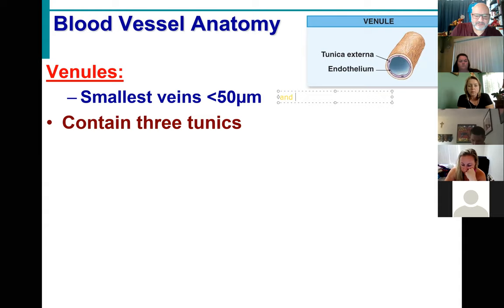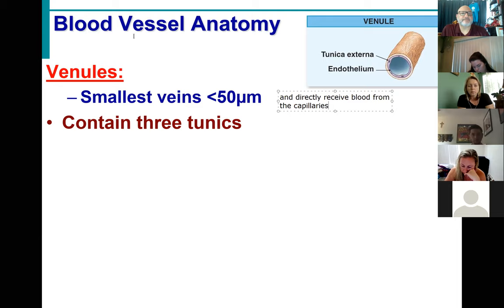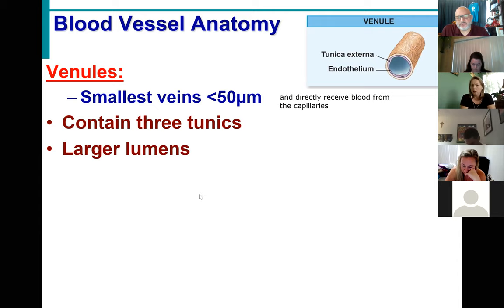And remember, it's the venules that directly receive blood from the capillaries. Again, they typically have a larger lumen than the arterioles. Remember, arterioles are only about 30 microns and venules are 50. But again, you don't have to memorize that number. I just use it to show the difference.